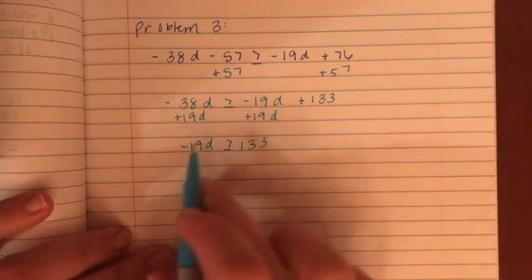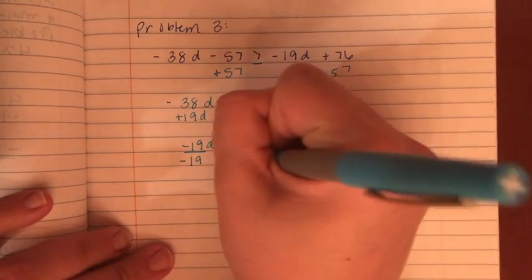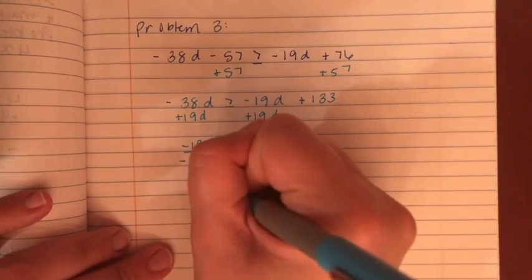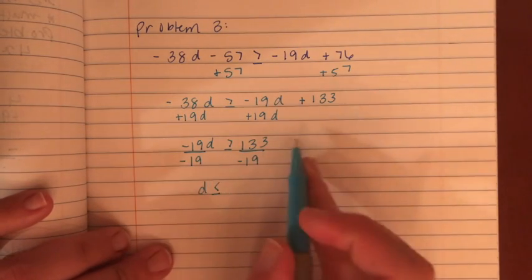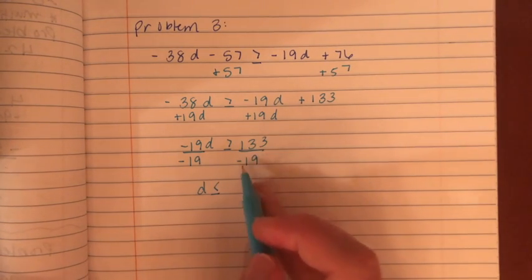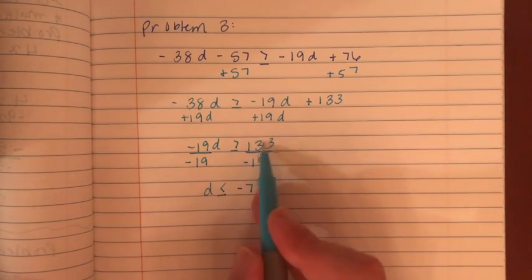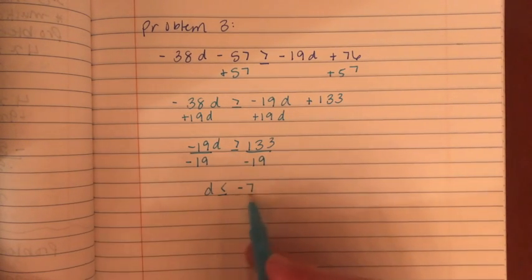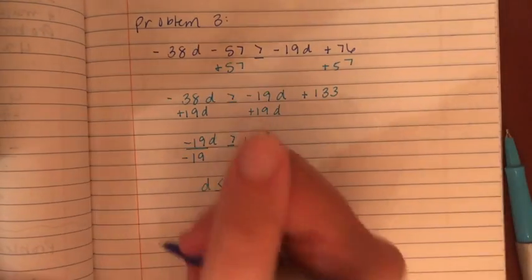Now I'm going to divide both sides by negative 19. I get d, and I have to flip my sign. It was greater than or equal to, now it's less than or equal to. I solved this problem earlier today, so I know off the top of my head that 133 divided by negative 19 is negative 7. Obviously, no one knows this off the top of their head, so when you get to the end, feel free to use a calculator to figure out if it's a whole number or if you can just leave it as a fraction. Okay, last one.